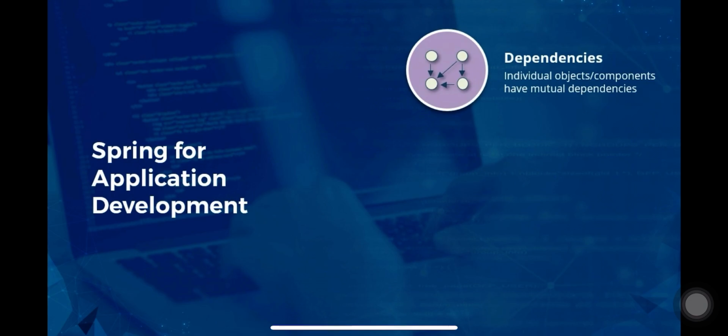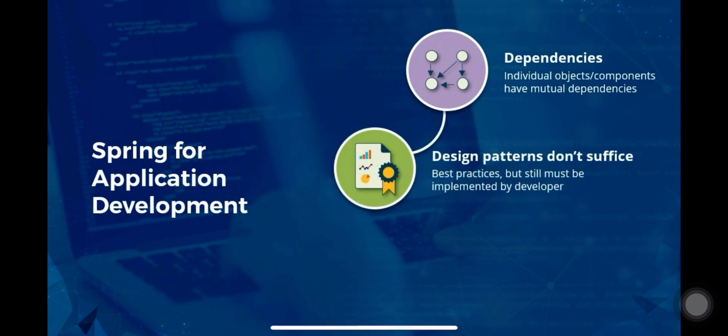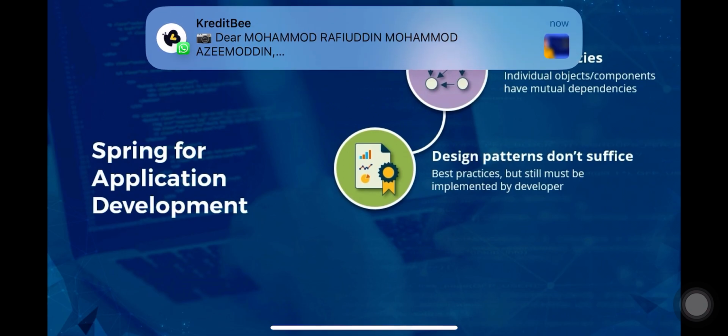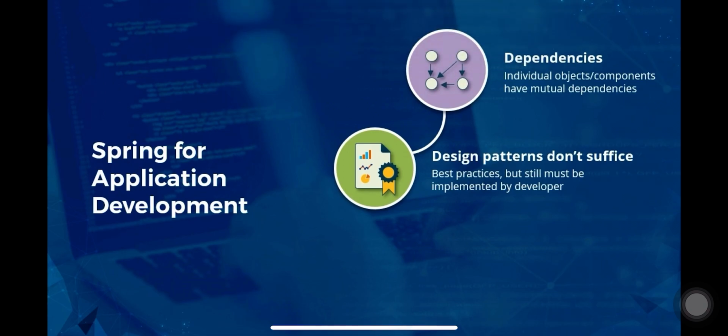Now, dependencies cannot be managed in an ad hoc manner. This will suffice for simple dependencies, but within an application, this will soon get out of control, which means you need some kind of design pattern to manage these dependencies. Now, design patterns are great and they help you build robust applications. However, design patterns are often not sufficient by themselves, because design patterns tell you what best practices you need to follow, but you still need to implement them. The onus or the responsibility is on the developer to implement these design patterns.